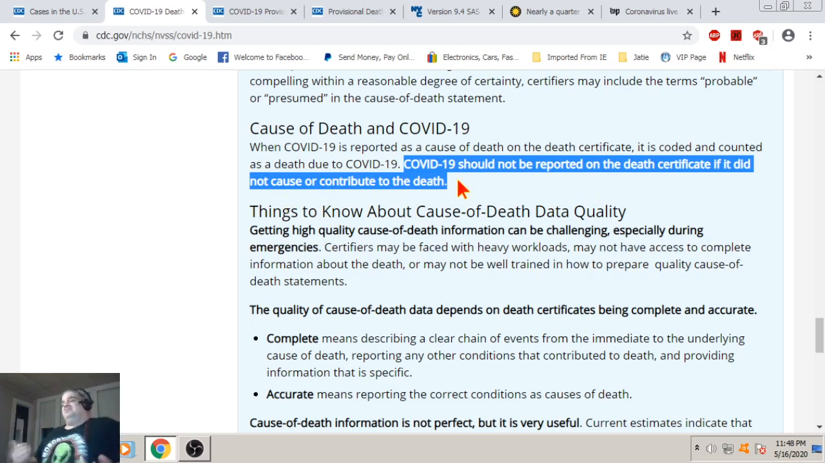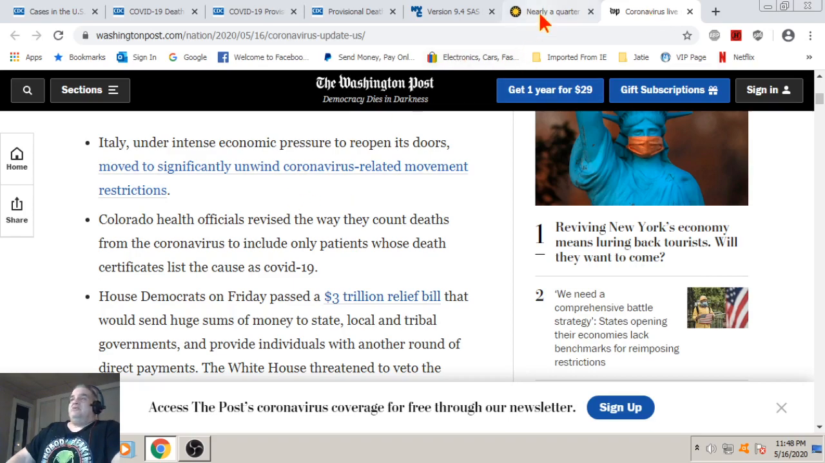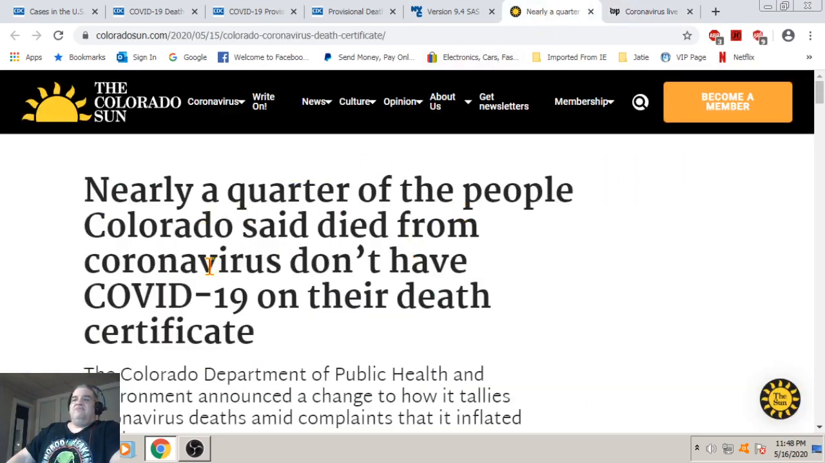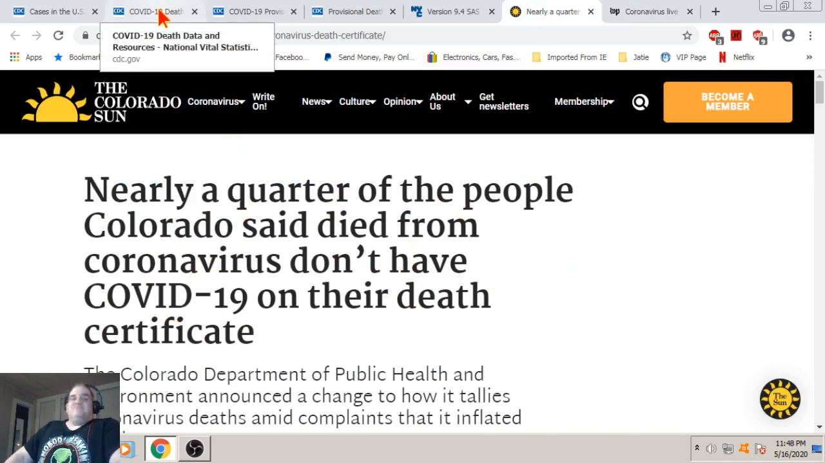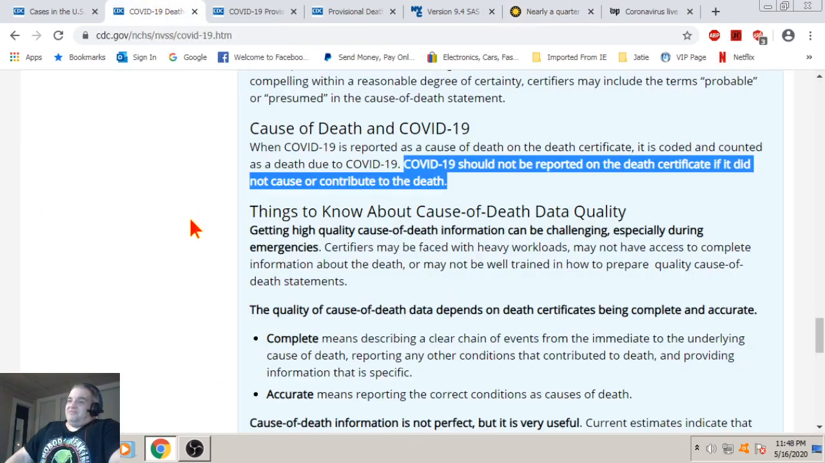Here's the contradiction of this whole thing. They're telling you not to put it down on the death certificate if it's not the cause. Basically because of what happened in Colorado, like I said, you see it right here, died from coronavirus and didn't have it on the death certificate. That's why it's put there now. That's why they updated their website.